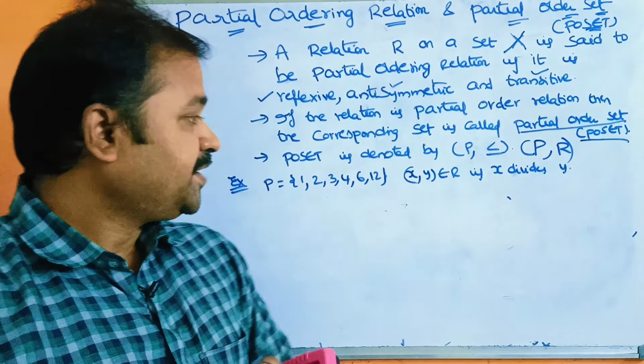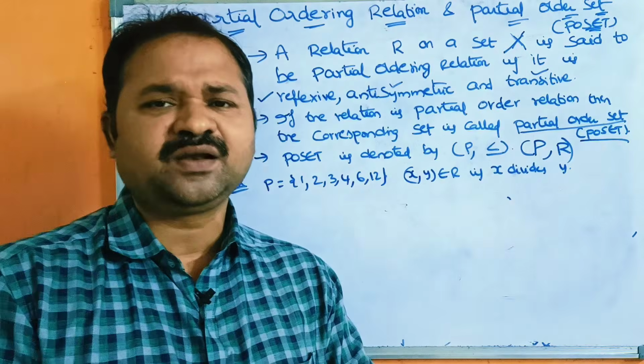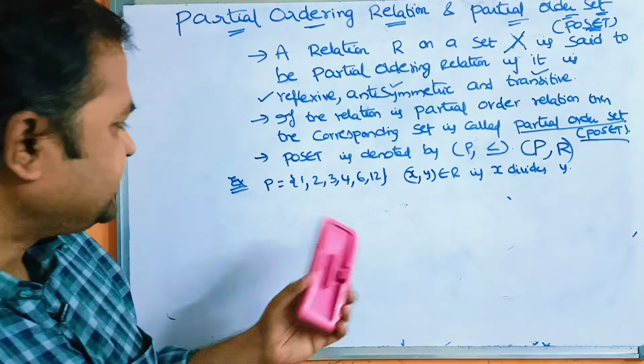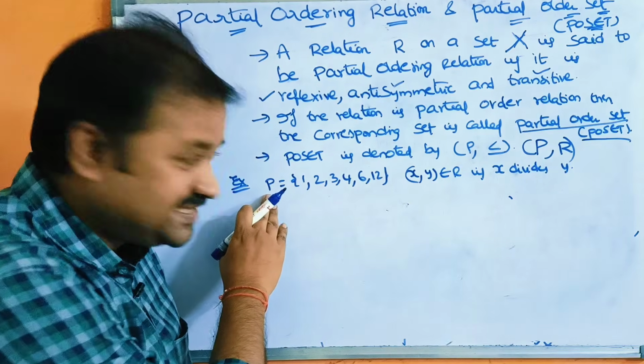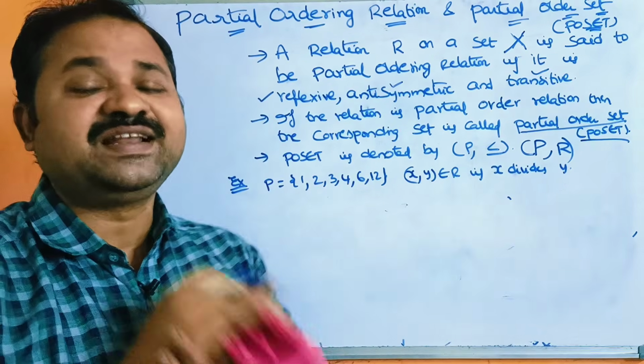Now let us see. Here it may be either greater than or equal to or division symbol. We can use any other symbol. Now let us see an example for this. So P is nothing but the name of the set. Here P is nothing but the name of the set. R is nothing but which relation we are applying.